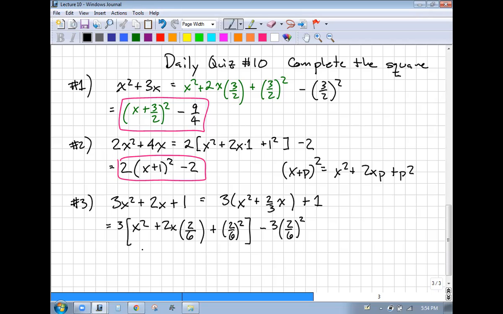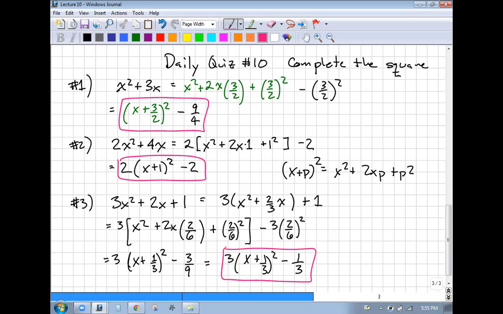Okay. So this guy is now just x plus 2/6 squared. 2/6 is 1/3, isn't it? Let's go ahead and just reduce that fraction to 1/3. And now we just have to simplify this. So 2/6 is 1/3. So 1 squared is 1 times 3 is 3. 3 squared is 9. This is 3 times x plus 1/3 squared minus 3 over 9 is 1/3. Got it? Completing the square.